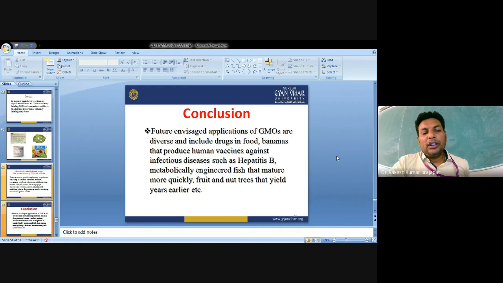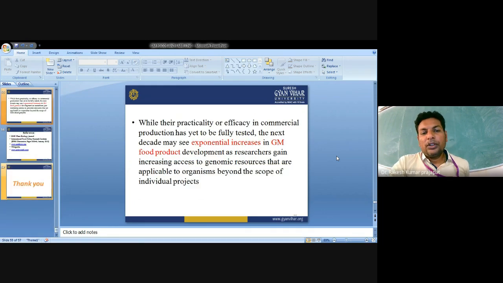Now, conclusion. Future envisaged applications of GMOs are diverse, including drugs in food, bananas that produce human vaccines against infectious diseases such as hepatitis B, metabolically engineered feeds that mature more quickly, and fruit and nut trees that bear a year earlier. While their practicality and efficacy in commercial production have yet to be fully tested, the next decades may see an exponential increase in GM food products, as researchers gain increasing access to genomic resources applicable to organisms beyond the scope of individual projects.